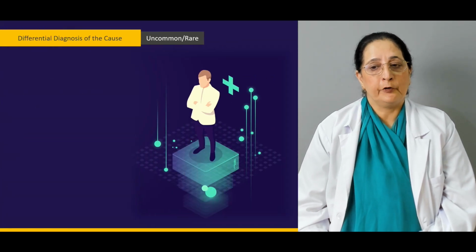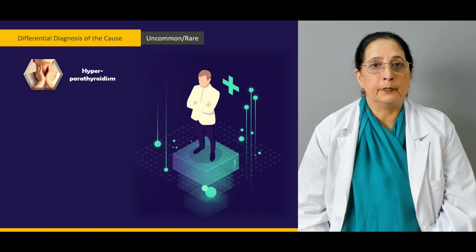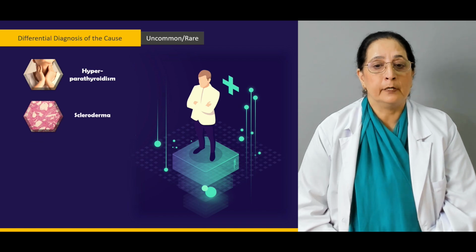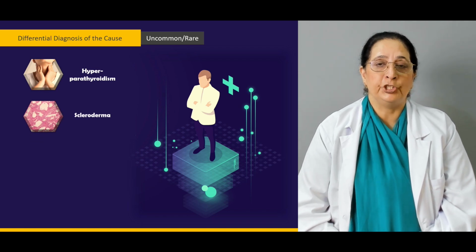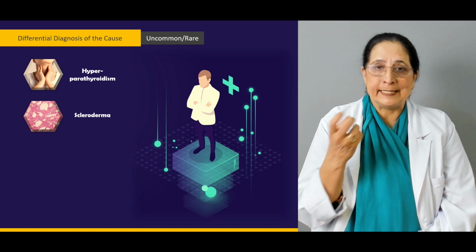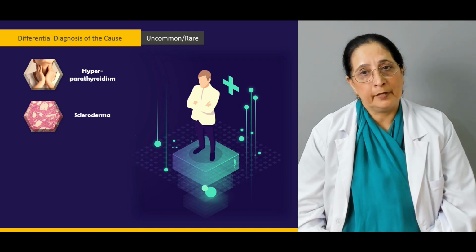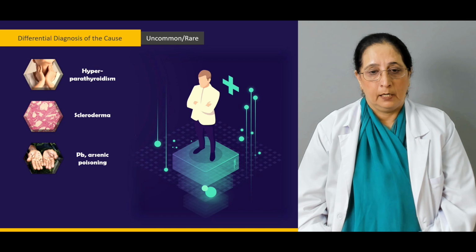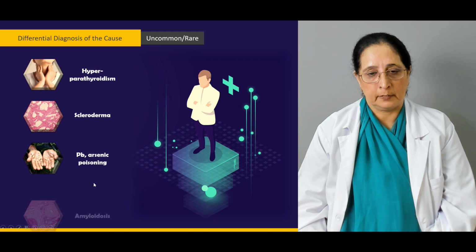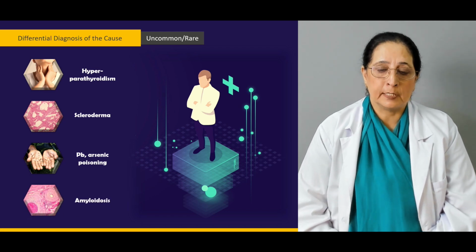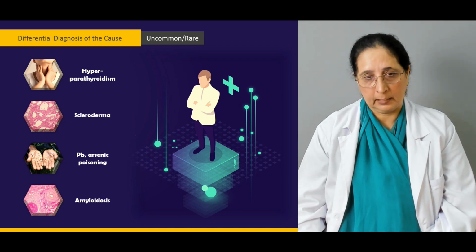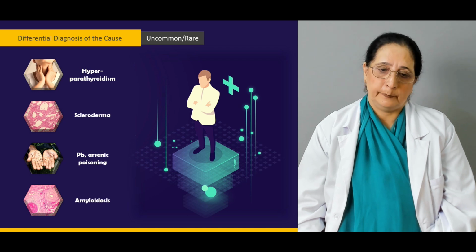Some uncommon and rare causes: we have hyperparathyroidism. Scleroderma is a disorder of the connective tissue that causes tightening of the skin, and it's a rare cause of constipation. Lead and arsenic poisoning also can cause constipation. Amyloidosis, in which there is amyloid protein deposition, is another cause of constipation.